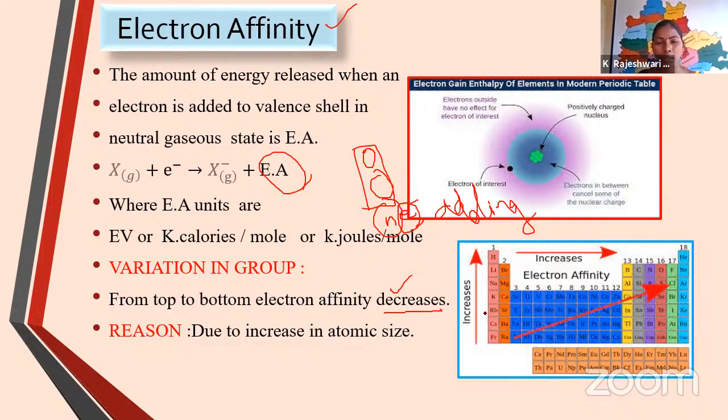Okay, so that is the electron affinity variation in a group. Always in a group, electron affinity will be decreasing due to increase in atomic size. Whenever atomic size is increasing, electron affinity will be opposite to that. Now let us see how it is varying in a period.